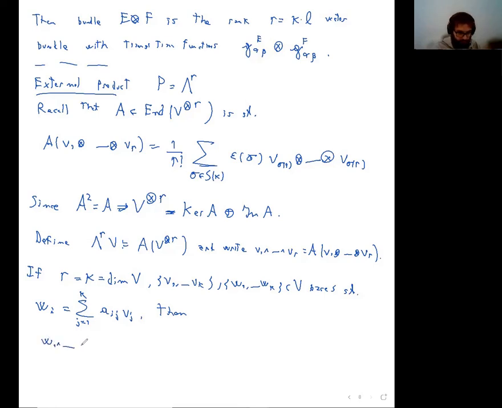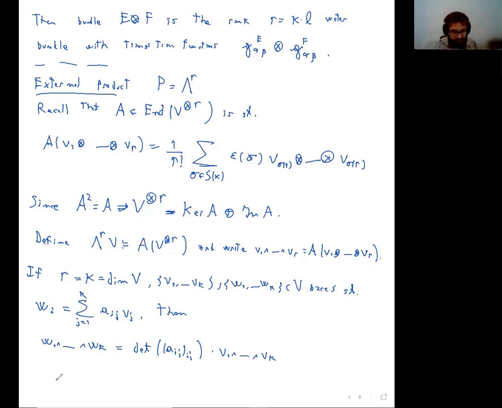So what we have to do is write an element of the basis. And remember that this has dimension one. So when you have R equal K, this object has dimension one. What is it? The alternating product has dimension one. And this is the standard basis element, W1 wedge WK. This is nothing but the determinant of the matrix Aij times V1 wedge VK. Okay.